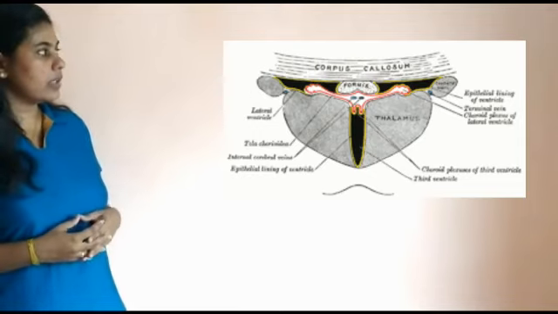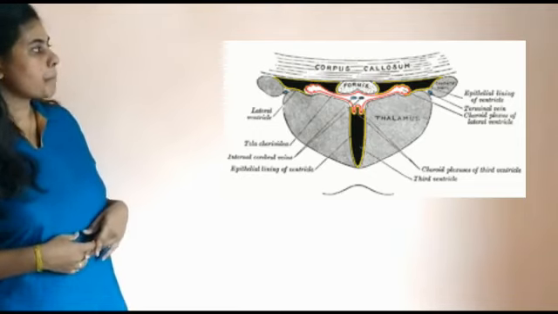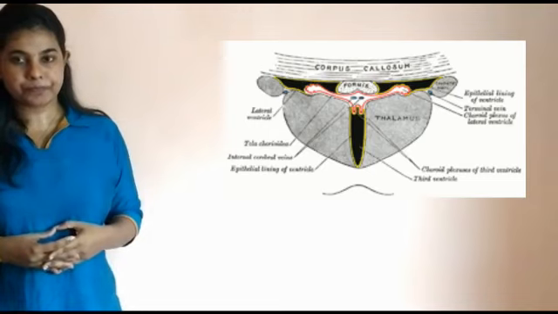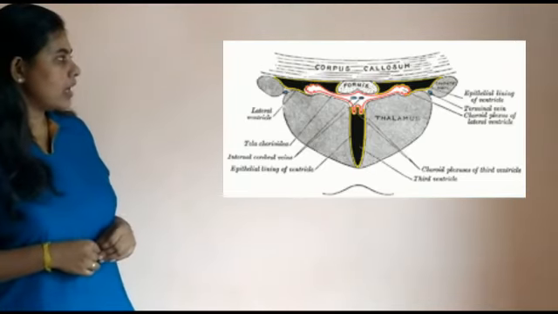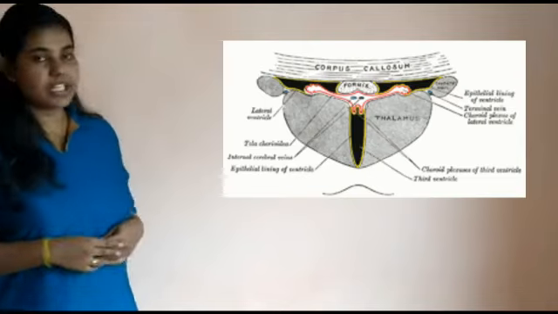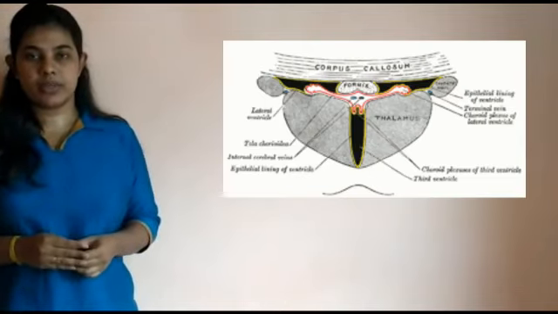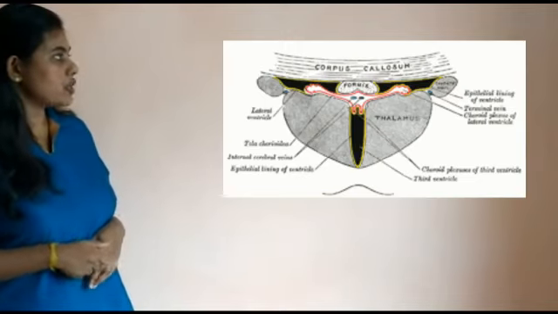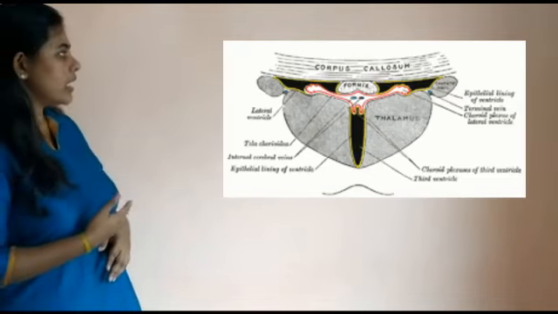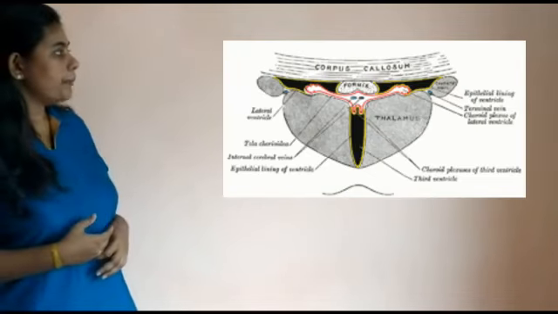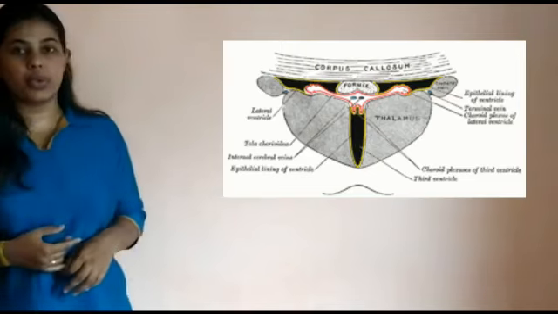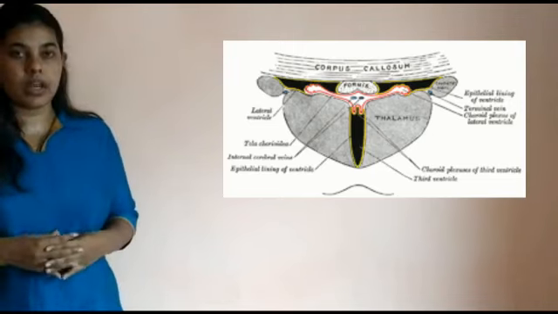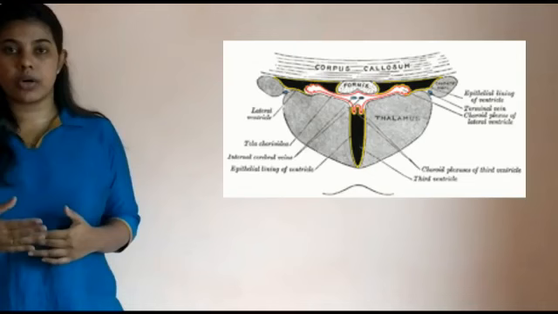This is the choroid plexus. The CSF is secreted by the choroid plexus. You can see there is a connection between the lateral ventricle and the third ventricle, the interventricular foramen. The choroid plexus of the lateral ventricle comes through the interventricular foramen to the third ventricle. The third ventricle and lateral ventricle choroid plexuses are in the roof of their ventricle, but the fourth ventricle choroid plexus is a separate one.